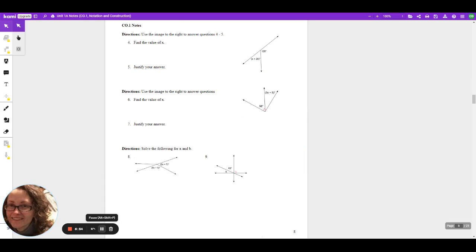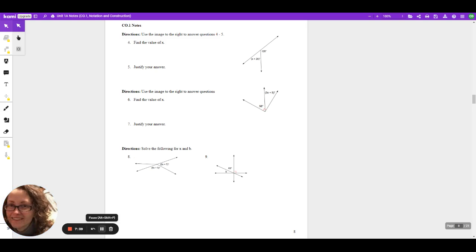Questions number 4 and 5 are using this new image to the right. See if you can identify the vocabulary words that would apply to the image. Pause now and try it on your own. Great. So did you come up with straight angles or a linear pair? There may be other words that would apply, such as adjacent angles, but linear pairs or straight angles will allow us to set up an equation to solve, since both of those terms give us a 180-degree angle here.